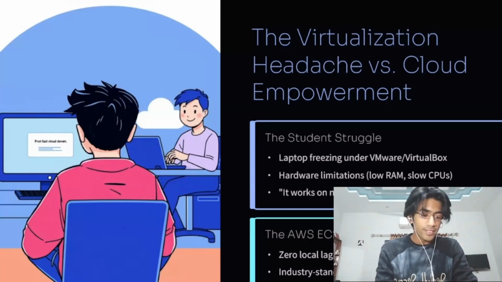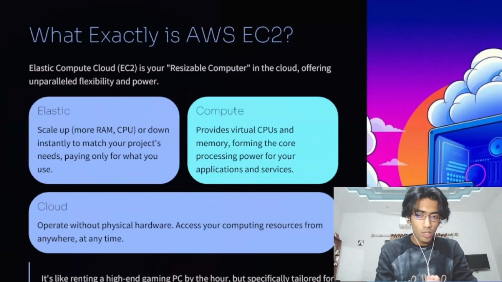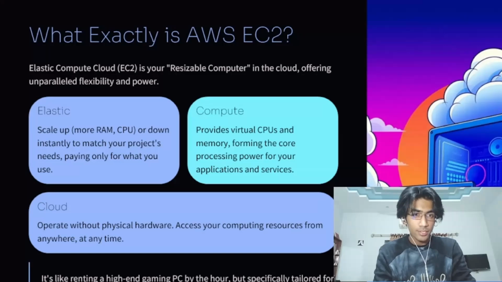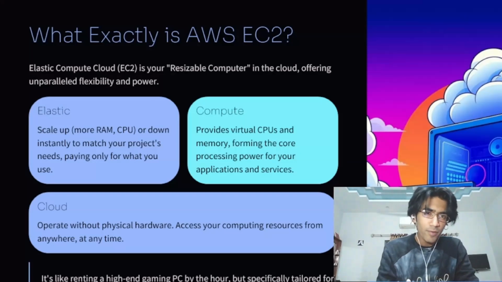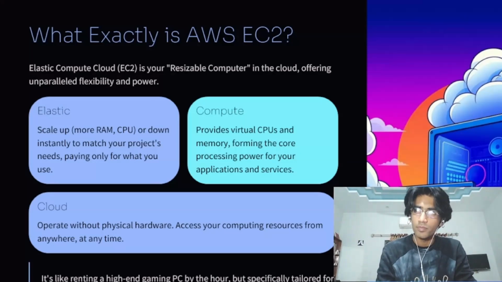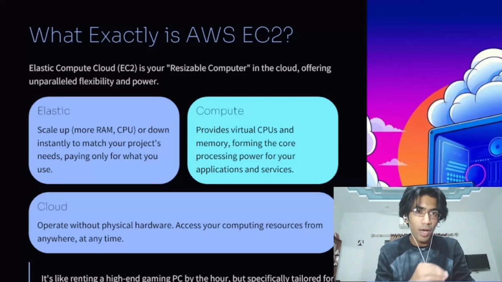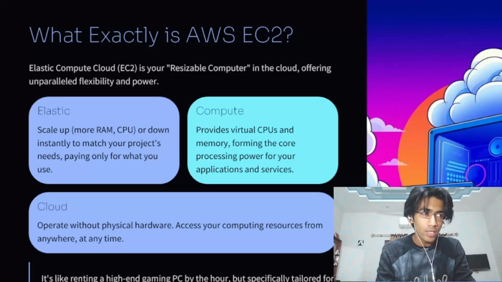Okay, so next up we have what exactly is AWS EC2 instance? Now, AWS EC2 stands for Elastic Compute Cloud, your resizable computer in the cloud, offering unparalleled flexibility and power. My favorite analogy for this would be renting a gaming computer by the hour. You have to pay for what you use. You don't have to pay extra. You just have to pay for what you use or what you get services for.